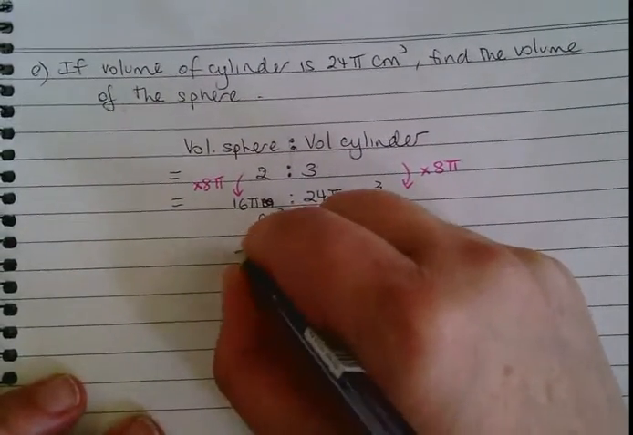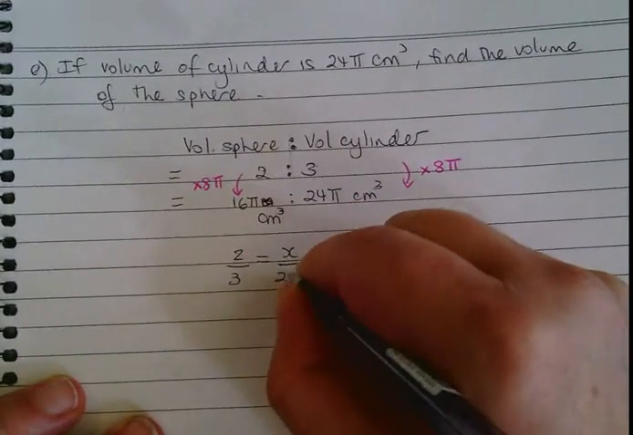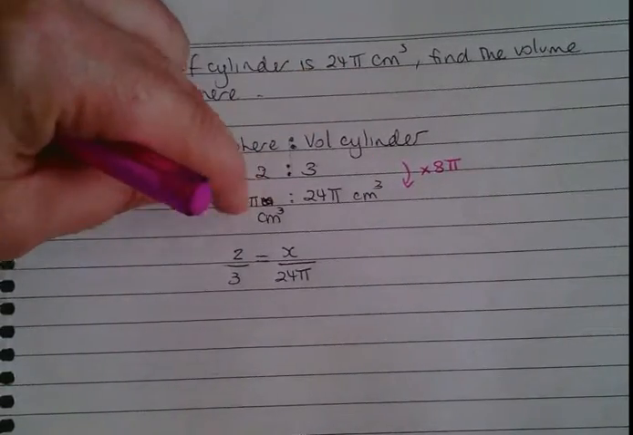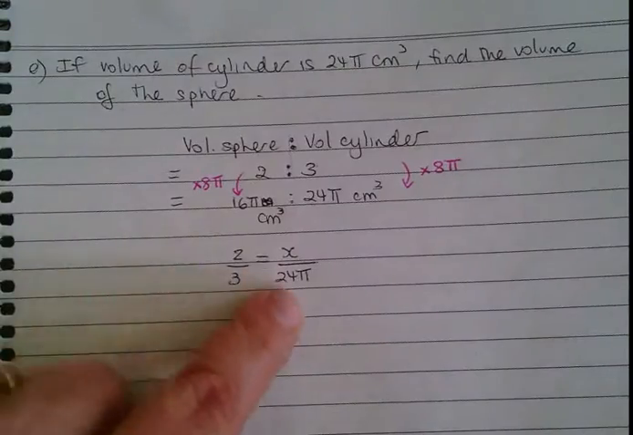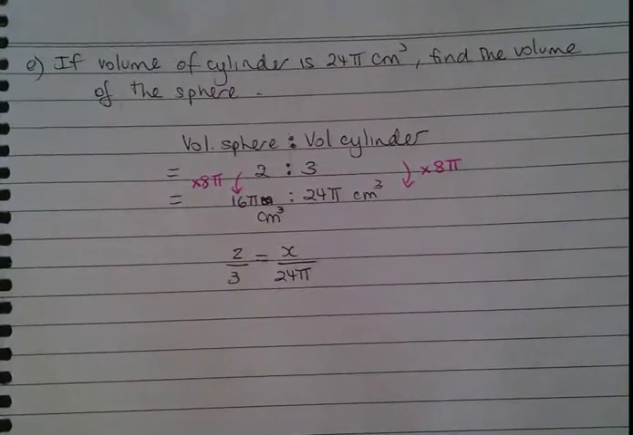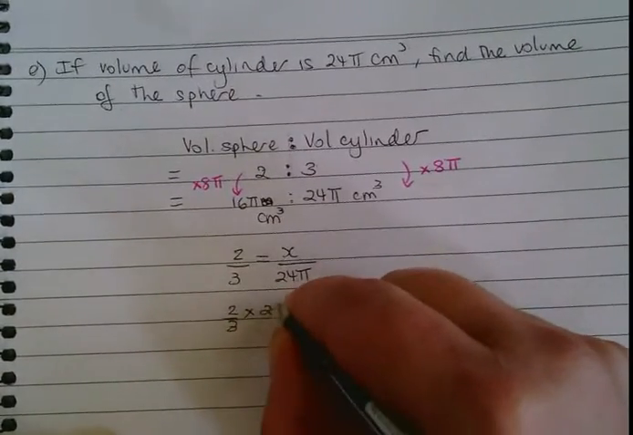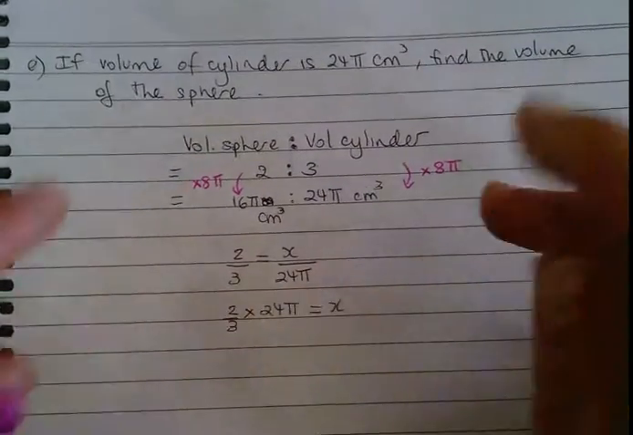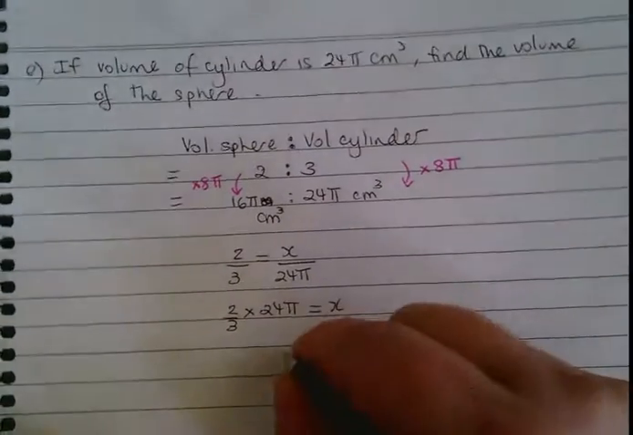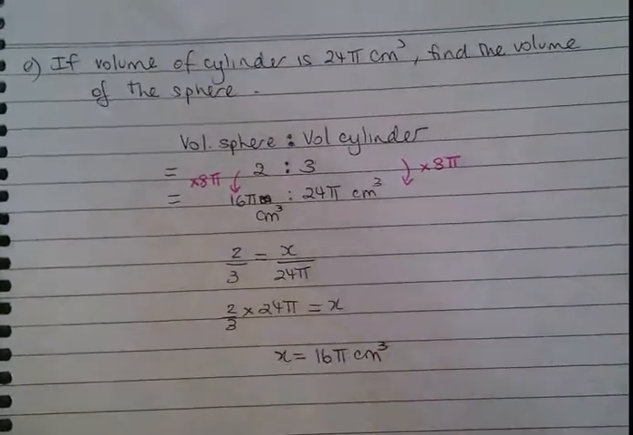The other way you can do it is with fractions, if you want. You can say 2 over 3 equals x, which is unknown, over 24 pi, and then solve. And then you'd get 2/3 of 24 pi is x. But I really think it's better to put it underneath. Miss, if you ask me for formal ratio, doesn't matter which one you put first.